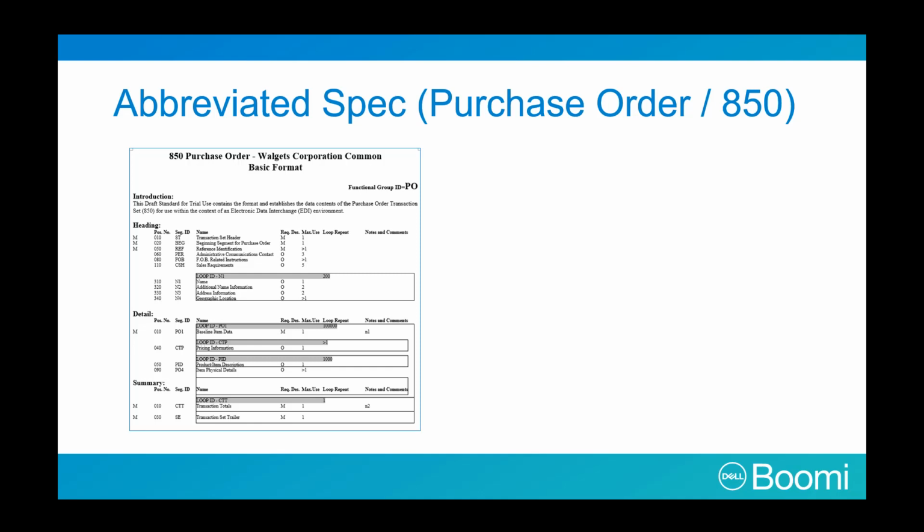Reading the spec from left to right, it displays an M if the segment is mandatory, the position number, the segment ID, the name. If it's required, it has an M in it. If it's optional, it has an O. The maximum number of times it's used. If it is a loop and it repeats, the number of times it repeats, and finally some notes and comments.